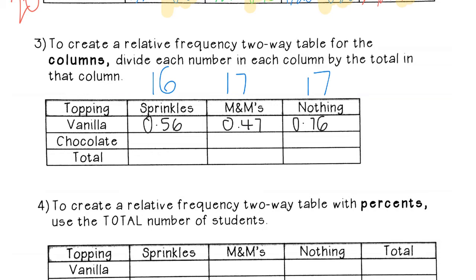And then for chocolate, I'm going to be taking those values. 7 divided by 16 is 0.44. 9 divided by 17 is 0.53. 4 divided by 17 is 0.24. And then if we look, all of our totals should add up to 1.